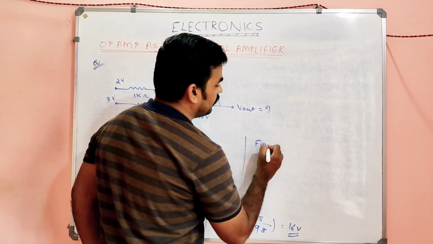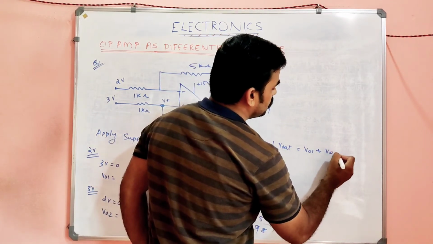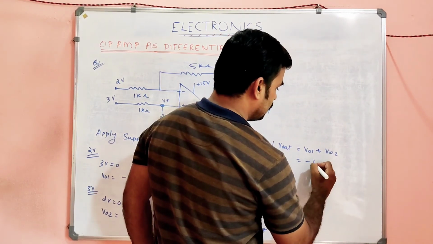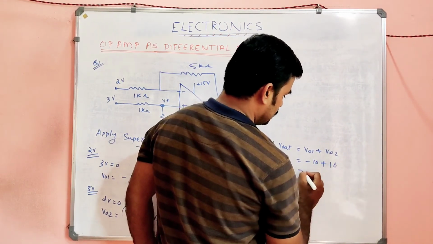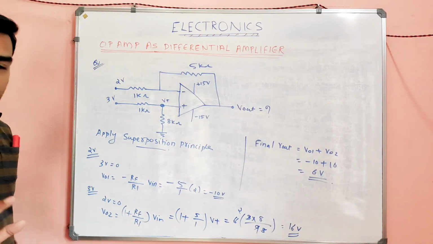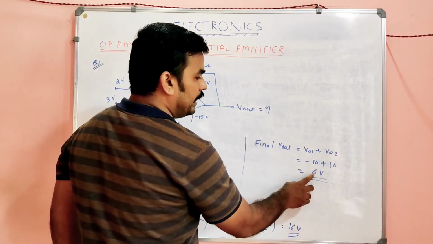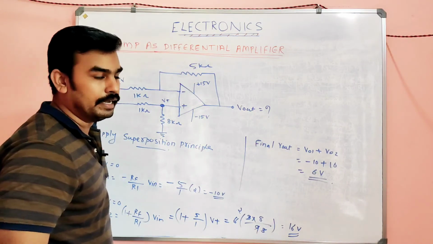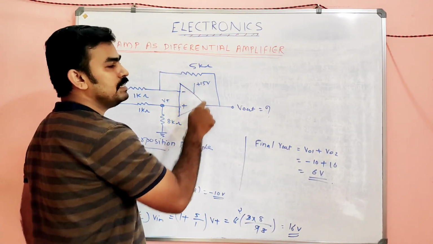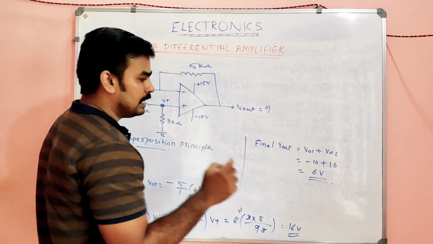So what will be the final V out? It's equal to V01 plus V02, which is minus 10 plus 16, which is 6 volt. Okay, and check one very important thing. If you finally obtain some voltage like 6 volt, always check that 6 volt is less than plus VCC and greater than minus VCC. You have to check that.